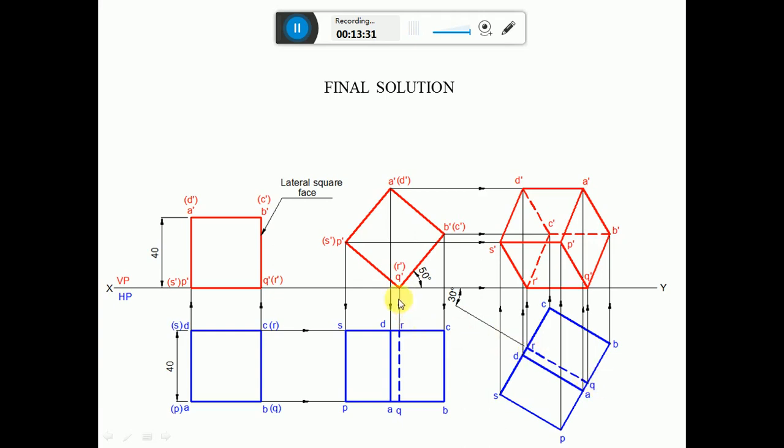So Q dash R dash is the edge which is resting on HP, and it makes an angle of 30 degrees. The lateral square face which is containing that edge, which is B dash C dash and Q dash R dash, makes an angle of 50 degrees with respect to the HP. Since we have considered all the criteria, our problem is right.